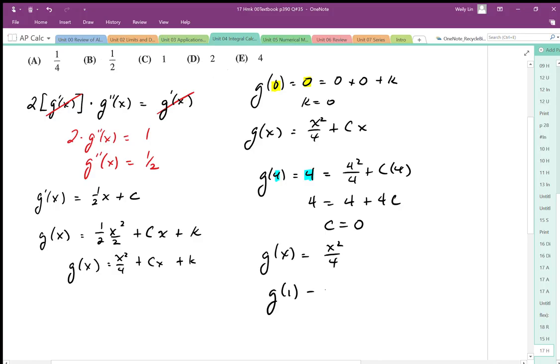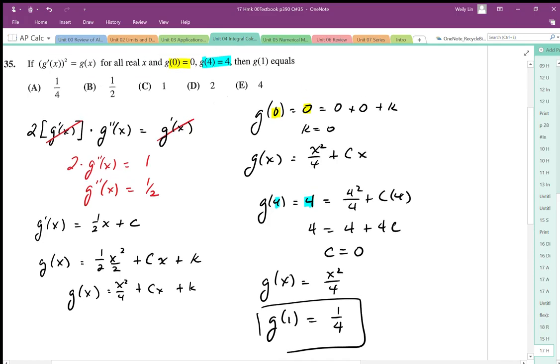So my g of x function is equal to x squared over 4. What I'm looking for is g of 1, which is going to be equal to 1 over 4. So the answer is A.